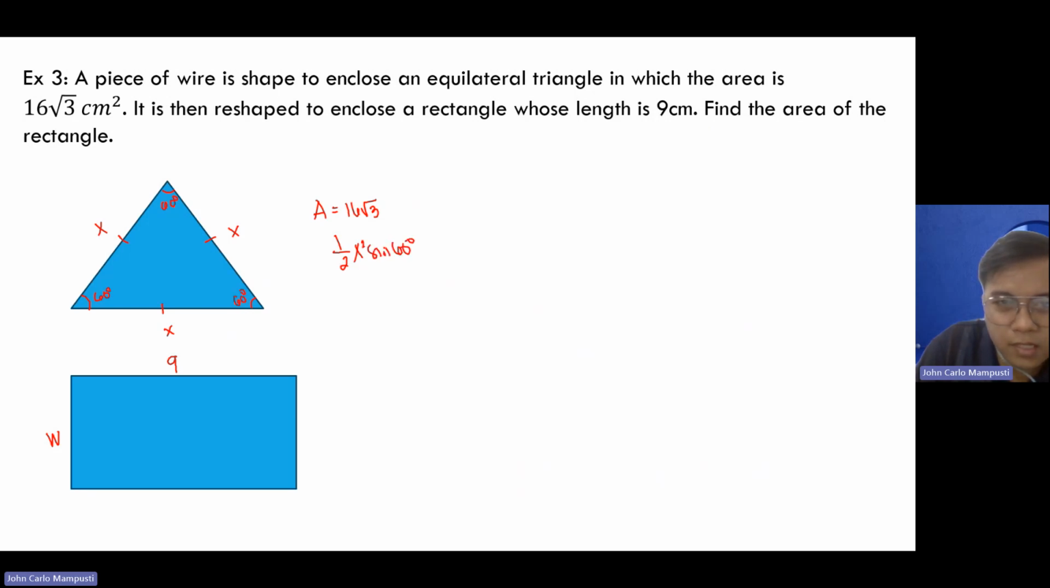Paano ko nalaman ng 60 degrees? Kasi nga equilateral yan, okay? With equilateral, all sides are equal and also all angles are equal. This is equal to 16 square root of 3.